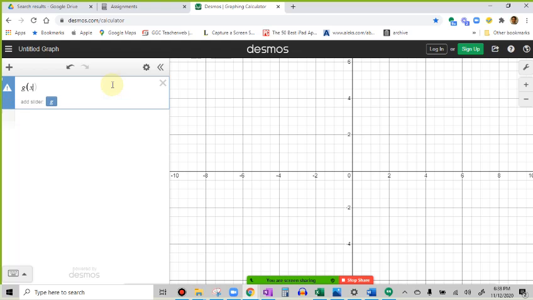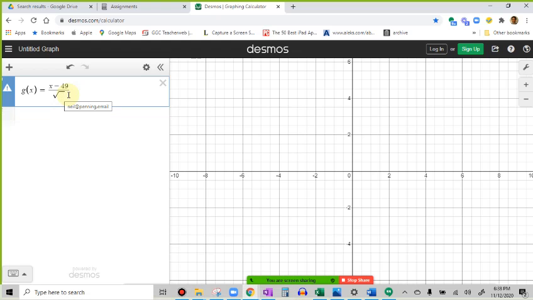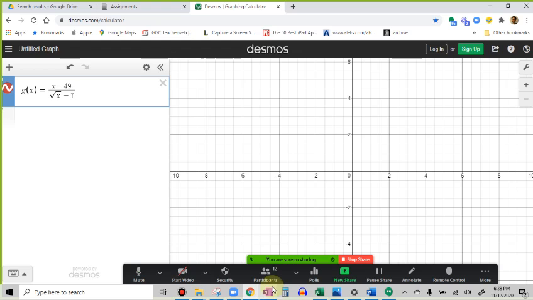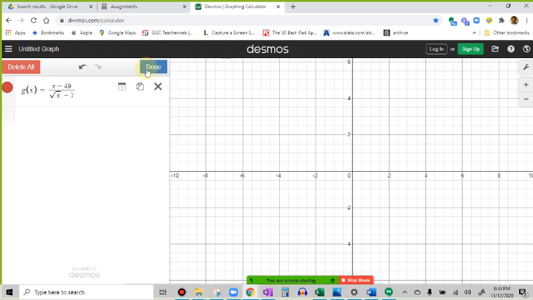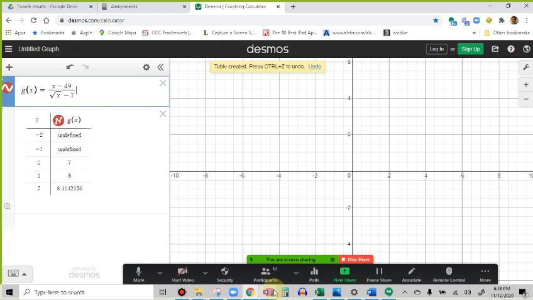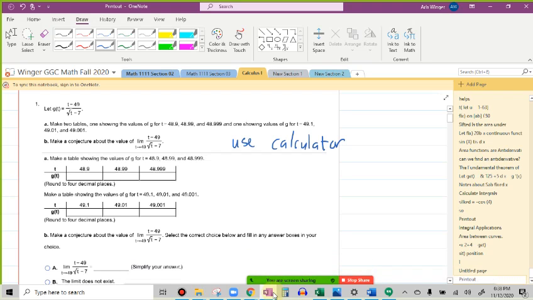G of X equal to, now when you use Desmos, they prefer the letter X, and so you'll just have to use that one instead of T. And then you'll do square root of X minus 7. See that that matches up. It does. And then you can just create a table. Hit here, create a table, and then put in these values. And then that's game over, right? So they want you to put in from the left and then from the right of 49.